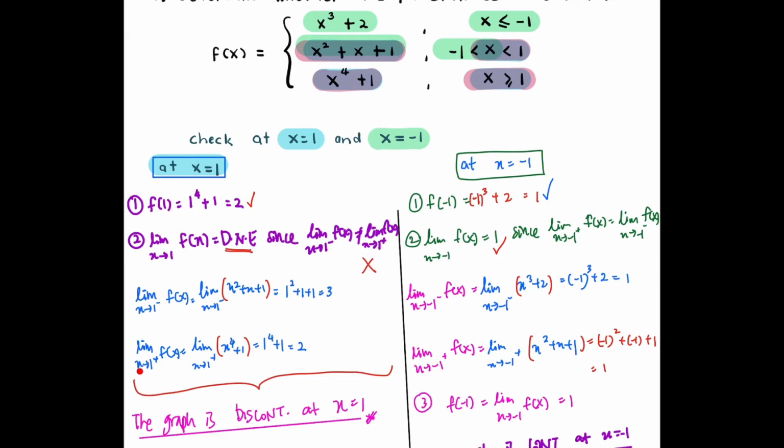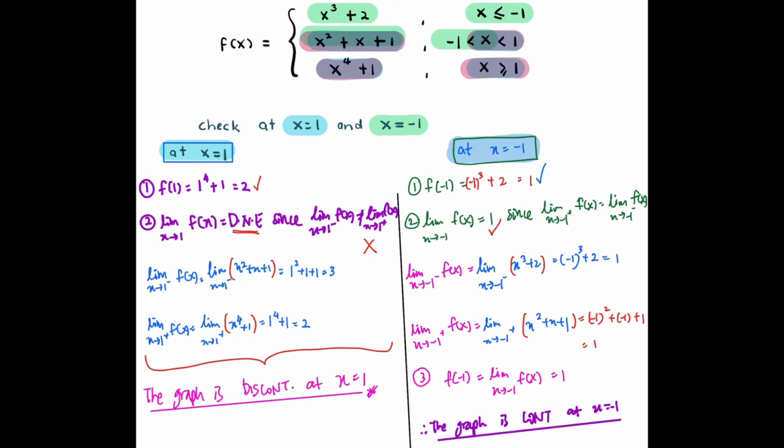While for the limit of x approaching 1 from the right, we need to take the third function here. So let's substitute 1 into this function. So 1 to the power of 4 plus 1, this is equal to 2. Therefore, since the limit of x approaching 1 from the left is not the same as the limit of x approaching 1 from the right, the limit of x approaching 1 for f(x) does not exist. Therefore, we can conclude that the graph is discontinuous at x equal to 1.